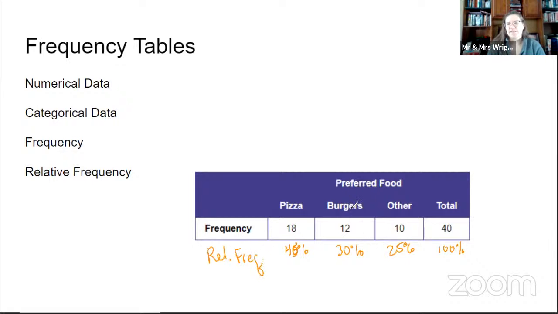And if I had this in a table instead of just underneath the table, it would be a relative frequency table.